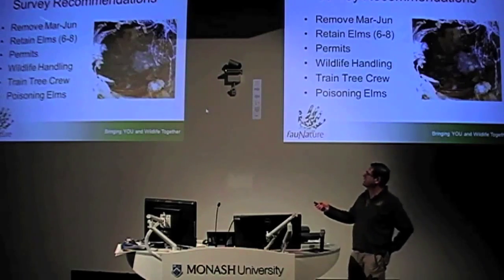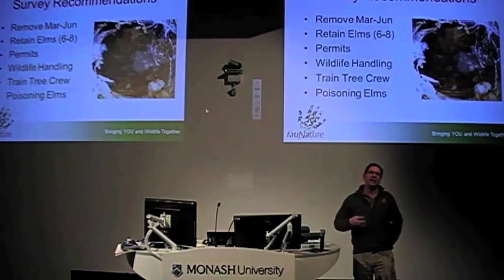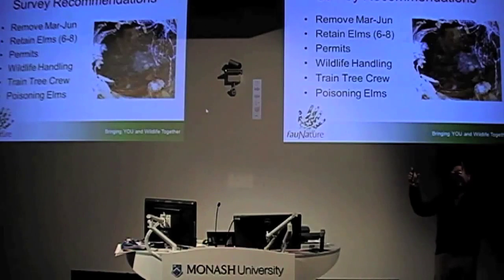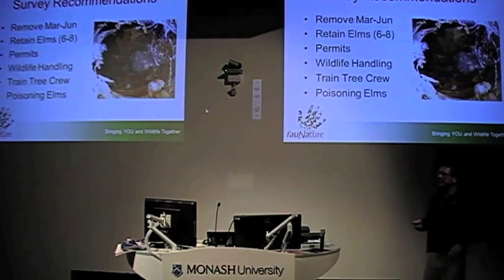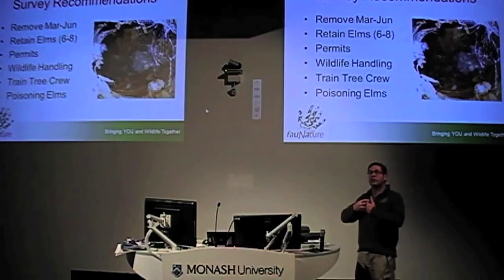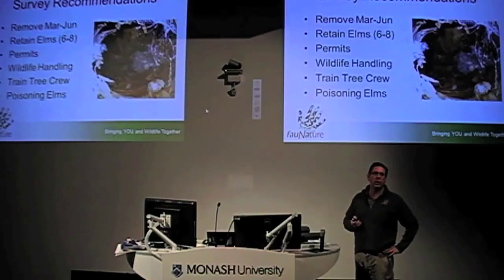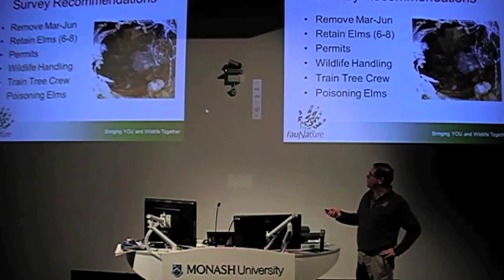We were going to retain, out of those 33, I said ideally I'd like 8 elms. We ended up compromising and we kept 6 in the top end of the road where there was best connectivity. And we did that because that enabled us to release some of the possums we caught. Otherwise, most of them were going to have to be euthanized. And that worked really well.